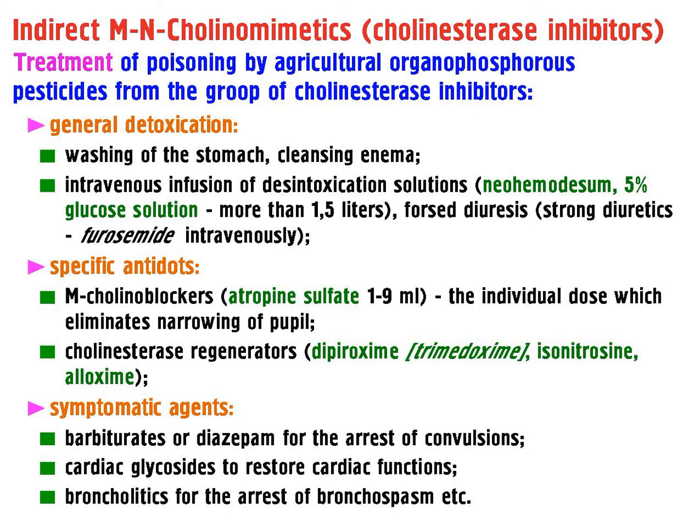These are substances such as dipiroxime, isonitrozine, alloxime, pralidoxime, and so on. These agents can reactivate inhibited cholinesterase and restore the normal process of degradation of acetylcholine in the synaptic cleft. And different symptomatic drugs are used for treatment of convulsions, for restoring of cardiac functions, and treatment of bronchospasm, which are observed in case of intoxication by cholinesterase inhibitors.